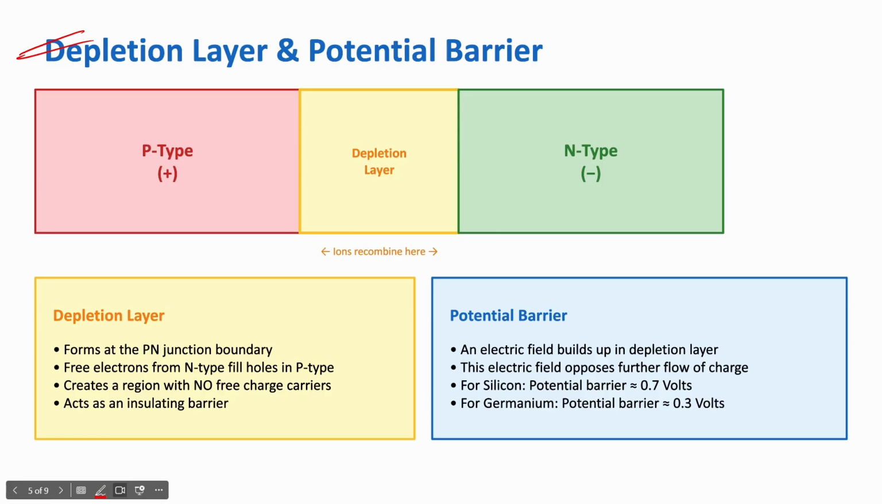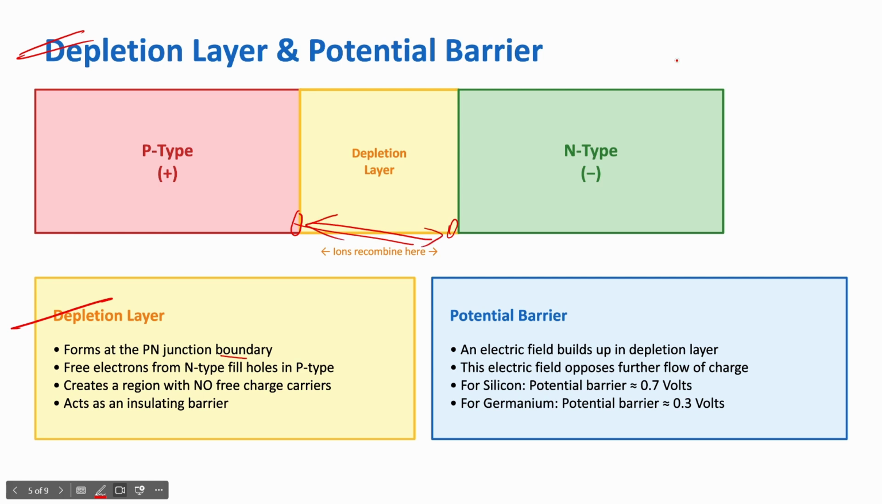So where is it going to be formed? In the junction, in between the p-type and n-type, there is a junction which divides the p-type and n-type material. In that junction, the depletion layer is formed. Here the definition of the depletion layer is written: it forms at the PN junction boundary. There is a P boundary and an N boundary, and in the boundary the depletion layer is formed.